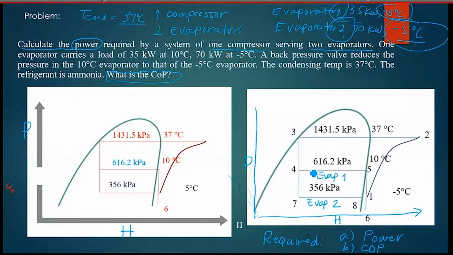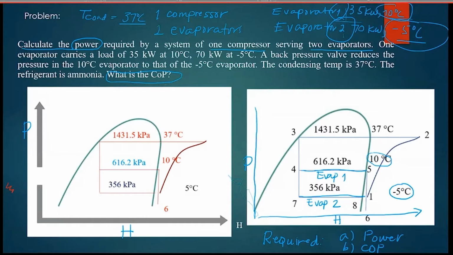So the evaporator 1 is happening in this line, from 4 to 5, because it's already numbered. Process 4 to 5 is happening in evaporator 1, and process 7 to 1 is happening in evaporator 2 because it has the lower temperature, -5. The other evaporator is at 10 degrees centigrade. Okay, I think we are clear with that.